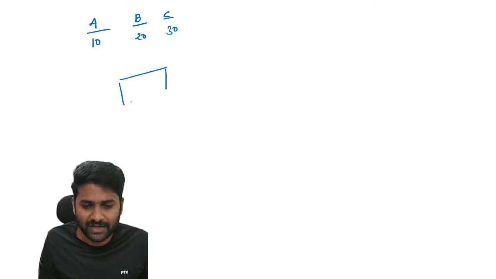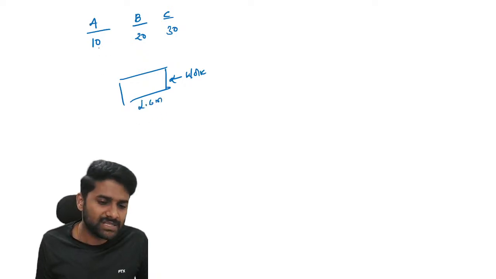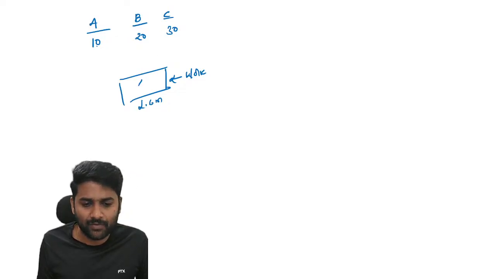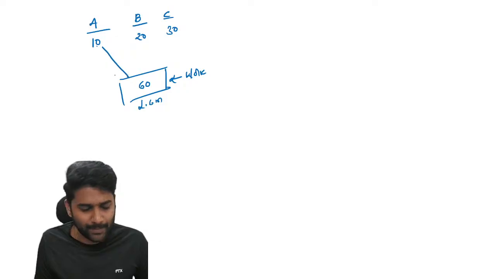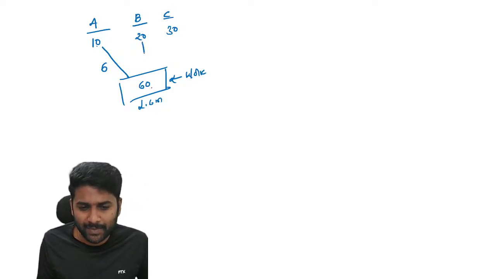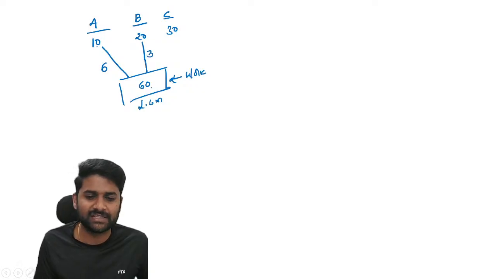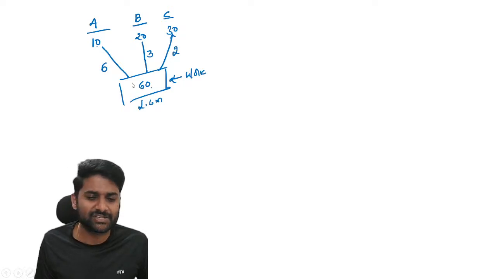Now see, here we need one total value. So total value is all about work. I told you, for any work you can consider the LCM of the given numbers. What is the LCM of 10, 20, 30? The LCM of all these numbers is 60 units. Now my total work is 60 units. 60 units of work completed by A in 10 days means per day efficiency is 6 units. 60 units of work completed by B in 20 days, per day efficiency is 3 units. 60 units of work completed by C in 30 days, per day efficiency is 2 units.